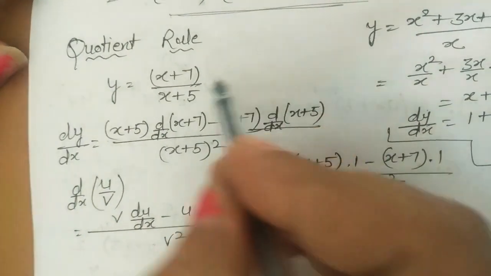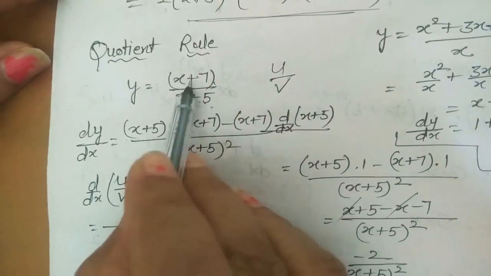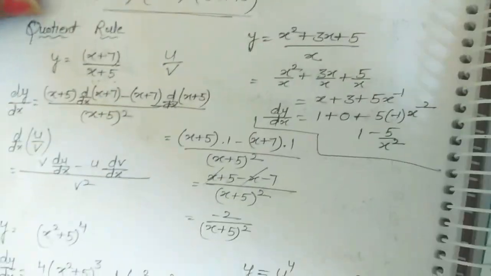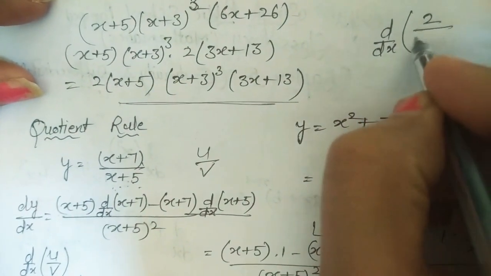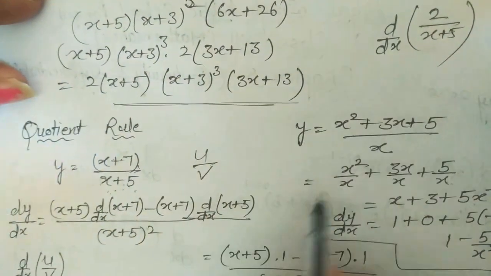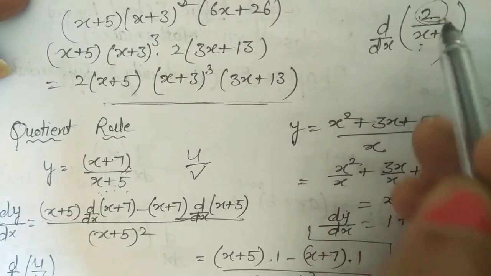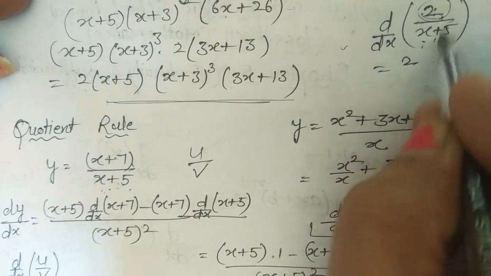Suppose this is u and this is v. Both are functions of x. Suppose I am taking one question here: we want to find the derivative of 2 upon (x plus 5). There is no need to apply the quotient rule here because 2 is constant. We can take the constant 2 outside, and what will be left here? 1 upon (x plus 5).